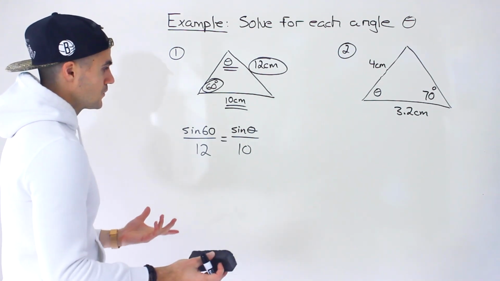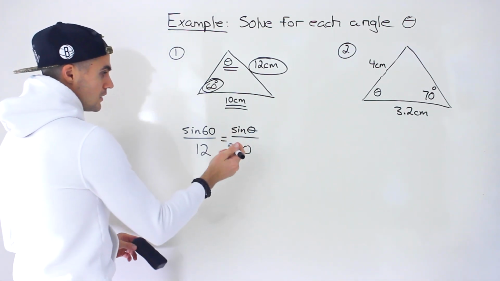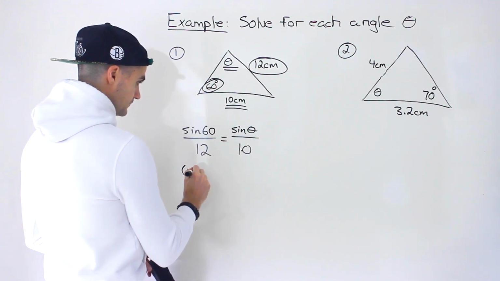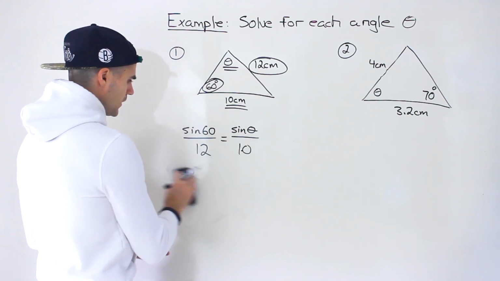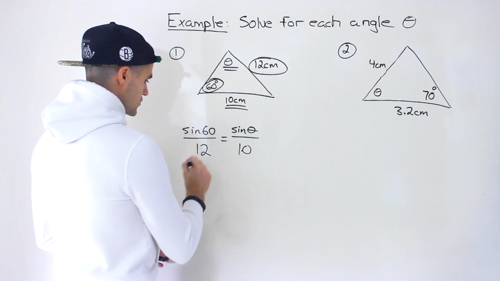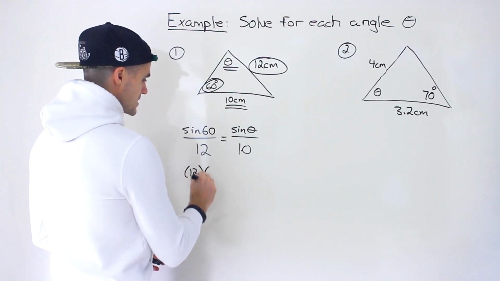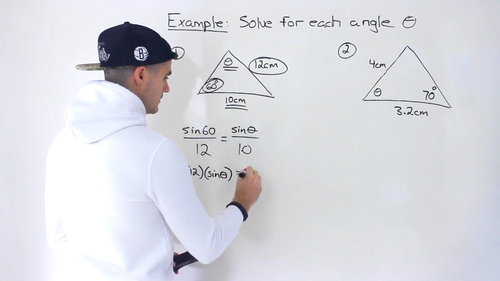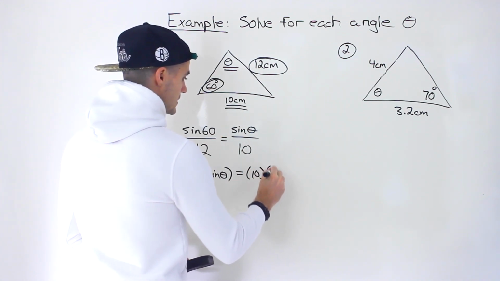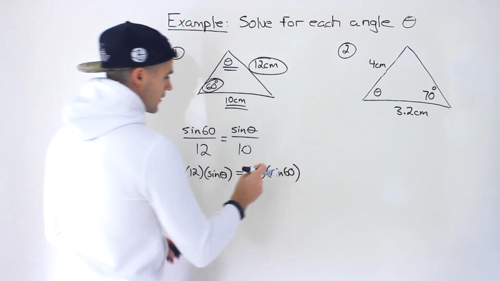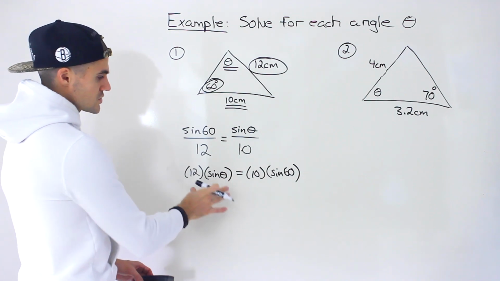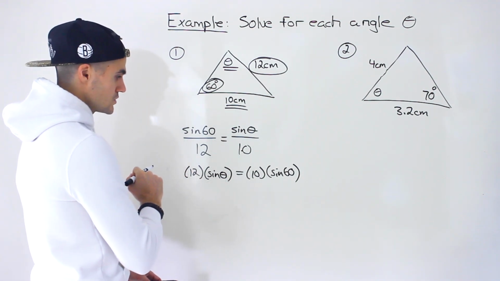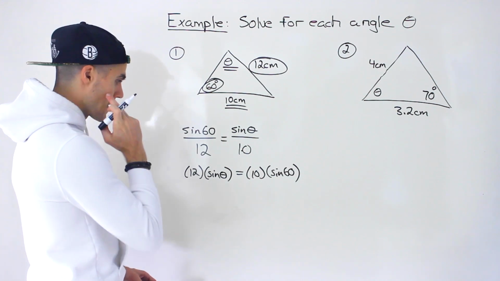Okay, and so now we can solve for this theta. What we have to do is first cross multiply. Actually, I'll multiply these two first, so we'll have 12 times sine theta equals 10 times sine of 60. It doesn't really matter which side you put these on, it's just that when I isolate sine theta, I want to have it on the left side. That's why I chose to multiply it like this.